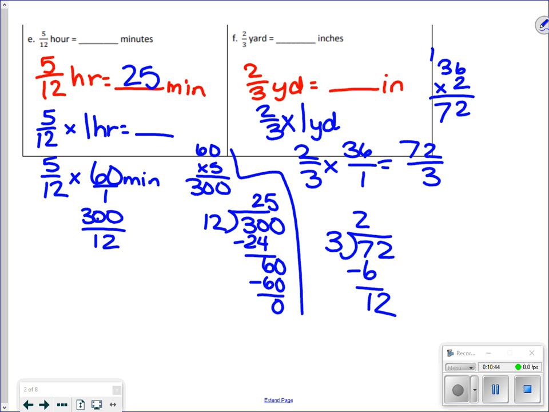3 goes into 12 4 times. No remainder. No fraction. Answer is 24. No. Because we haven't done small to big divide. I'm going to have to do both.